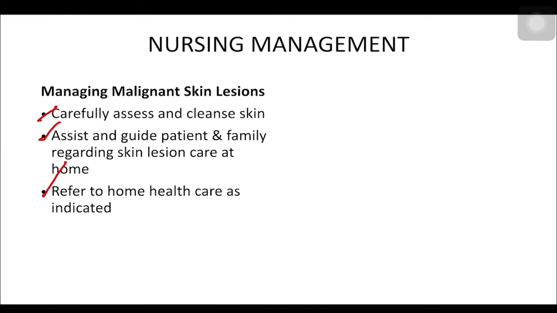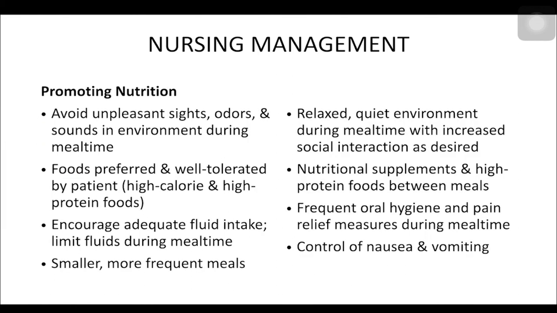So we're done already with the skin lesions and alopecia. Next one would be promoting nutrition. So again, AWWP, A, anemia, and weight loss. So for having anemia and weight loss, we must provide proper nutrition and proper sustenance of vitamins and minerals. First, okay, so avoid unpleasant sights, odors, and sound in environment during mealtime. Why is it?